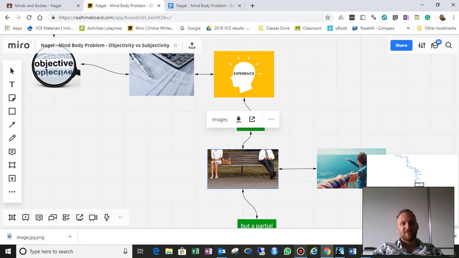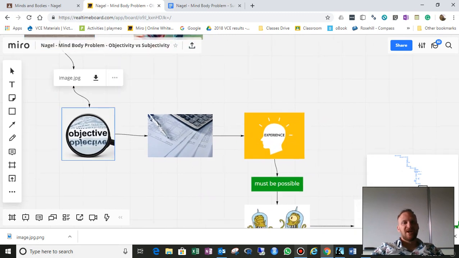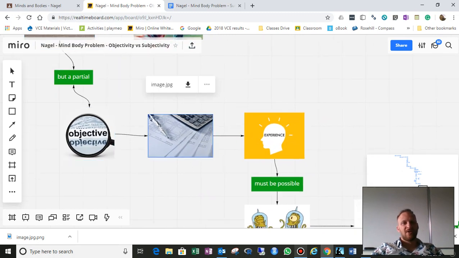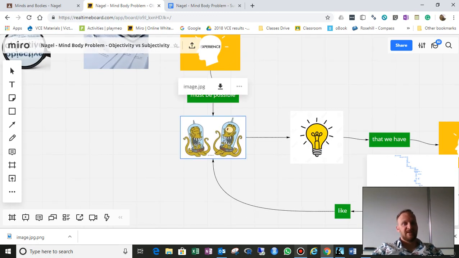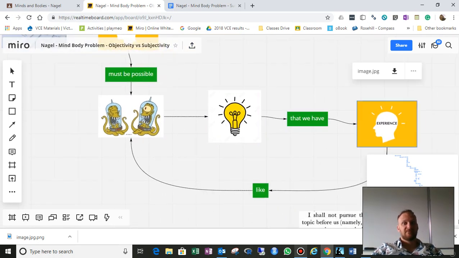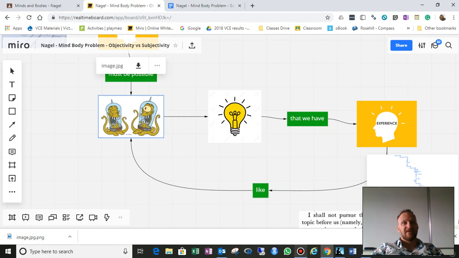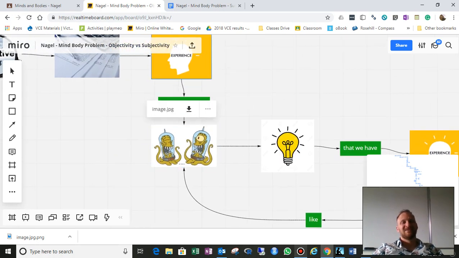But, and here's what's really important, an objective account of experience might partially describe what experience is, because we still need to be able to understand that people have experience. So an alien could understand that we actually have experiences, okay, which are like their experiences. So there must be an element of experience that is objective, because we get that overlap.